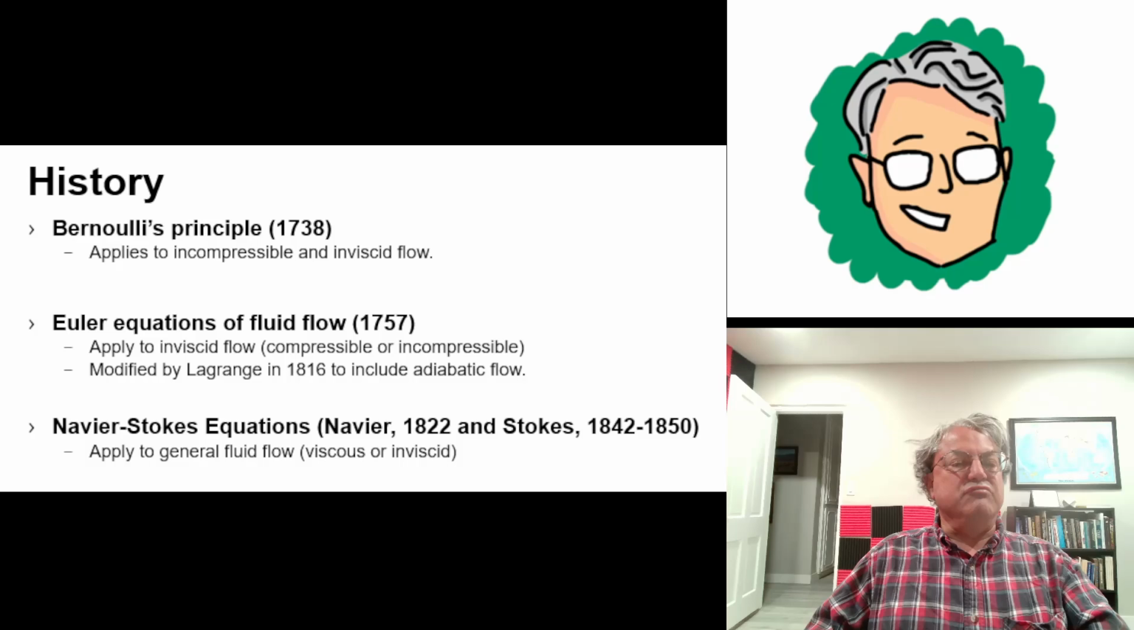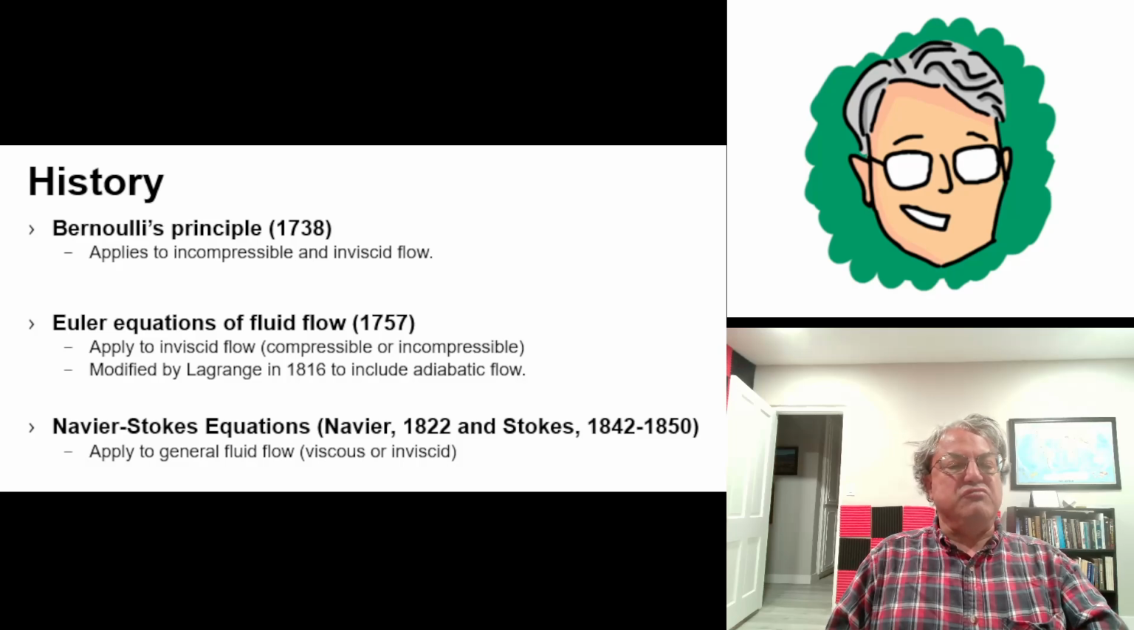The next step was done by Euler shortly afterwards, in 1757. He came up with some more general equations of fluid flow. We no longer need to assume that the flow is incompressible. It could be compressible, which is good, because gases are compressible. Liquids are, to a very good approximation, incompressible, so I guess Bernoulli's principle can apply more generally to liquids than to gases. But if you want to model gases more accurately, you have to assume they're compressible, and then you get Euler's equations. And these were further modified by Lagrange and others.